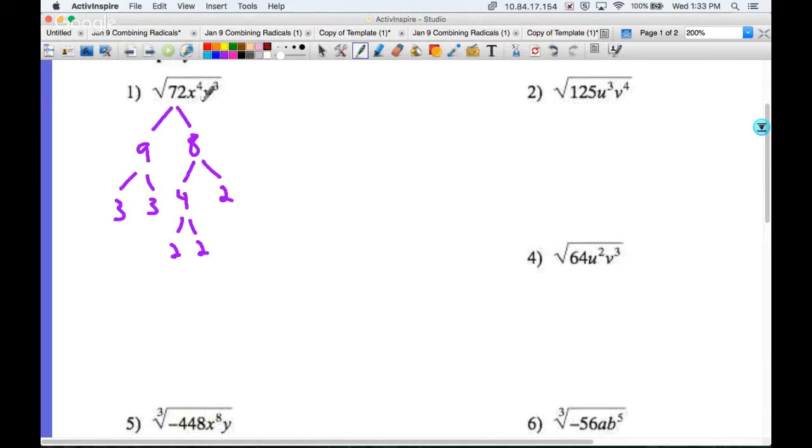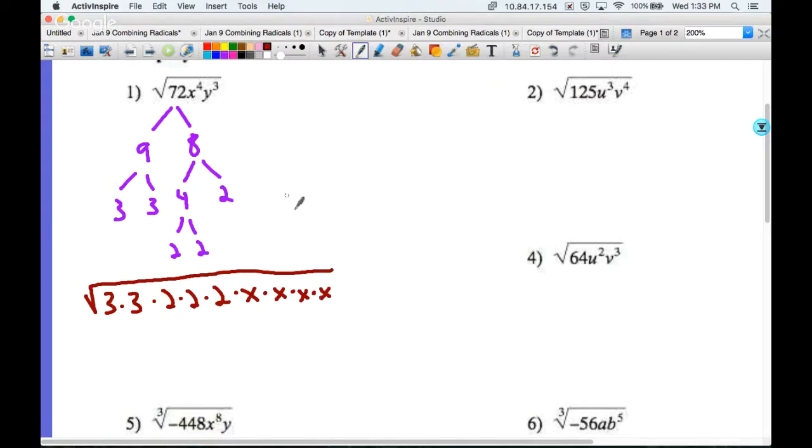And then I'm going to rewrite the whole radical. But when I do that, I'm going to write the prime factorization of the numerical part, so 3 times 3 times 2 times 2 times 2. And I'm going to expand out all of those variables all the way. So x to the fourth becomes x times x times x times x. y to the third becomes y times itself 3 times.